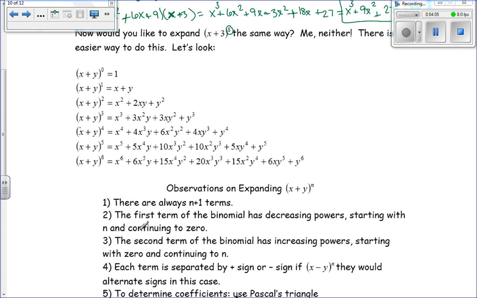The second term of the binomial has increasing power starting with 0 and continuing to n. And I don't see y to the 0 because it's 1. y to the first, y to the second, y to the third, y to the fourth, y to the fifth, y to the sixth.